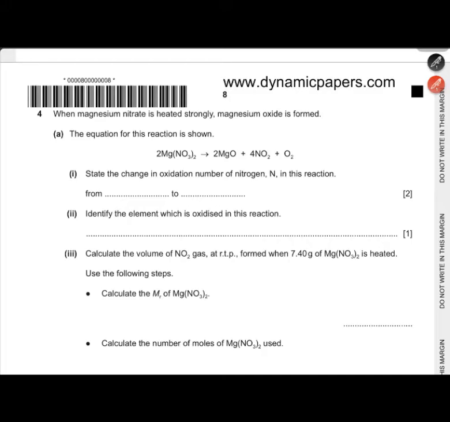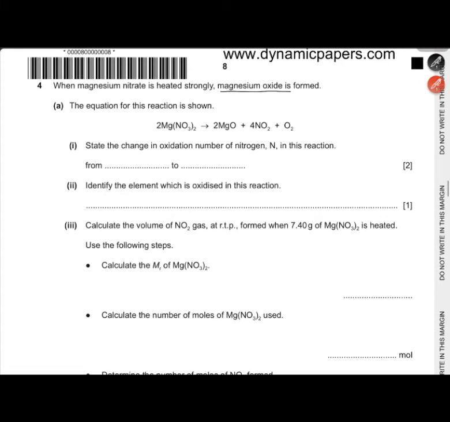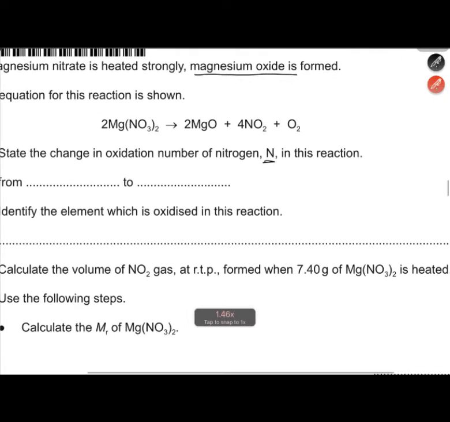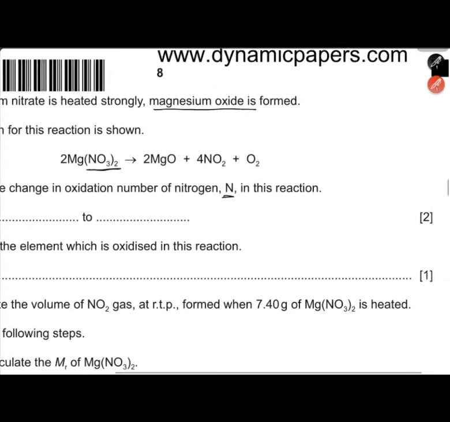Moving on to question number 4. When magnesium nitrate is heated strongly, magnesium oxide is formed. The equation for this reaction is shown. State the change in oxidation number of nitrogen in this reaction from dash to dash. So this is our nitrogen. Let's try to write it down here.